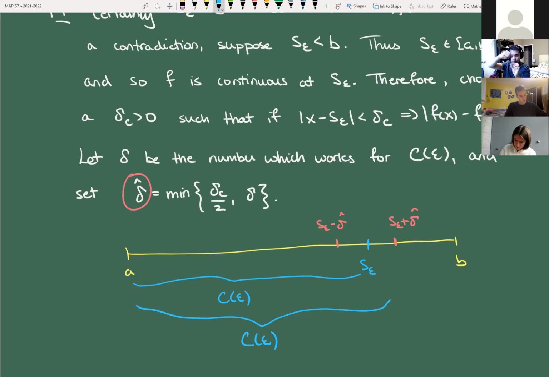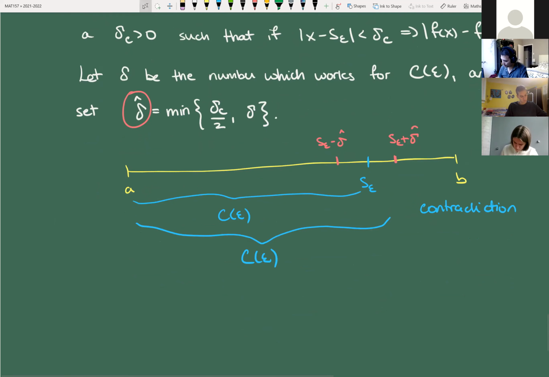This is what I mean by it's kind of like a forcing argument, right? I'm going to force uniform continuity to actually extend further than S sub epsilon. And that's going to contradict the fact that S sub epsilon was the least upper bound of C sub epsilon, right? Because now I've actually extended uniform continuity a little bit further. Does that make sense? So I'm going to use continuity at S sub epsilon to push the uniform continuity to make it a little bit bigger. And that contradicts the fact that we're already as big as we can be, right?